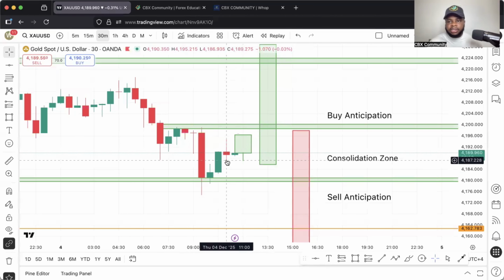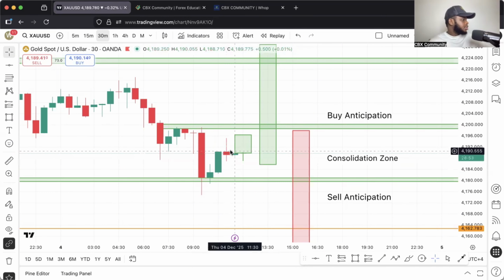So that means this recent 30 minutes candle just closed with a rejection bearish candle.